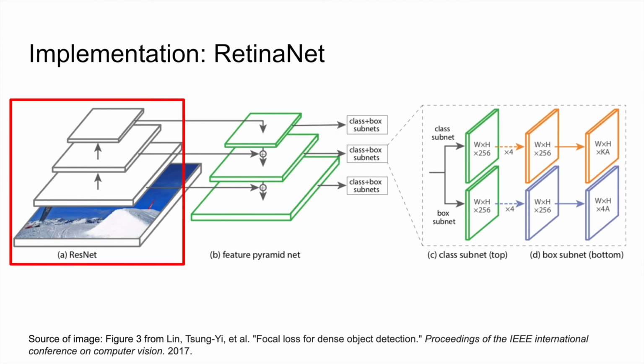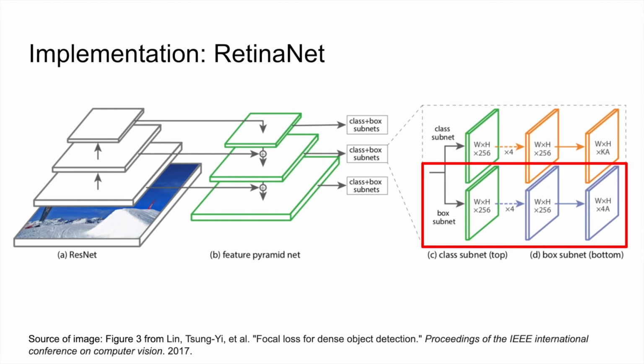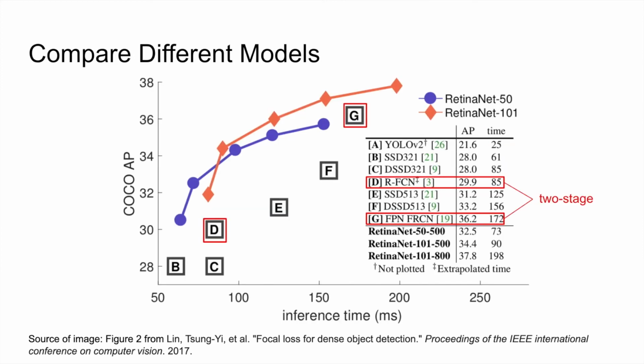Each level of the pyramid contains two subnetworks. The upper one will do object classification for anchor boxes, and the lower one will regress from anchor boxes to ground truth object boxes. The paper said that the design is simple, but for us it's difficult. We know the design, but we don't exactly know why. Why is it simple?